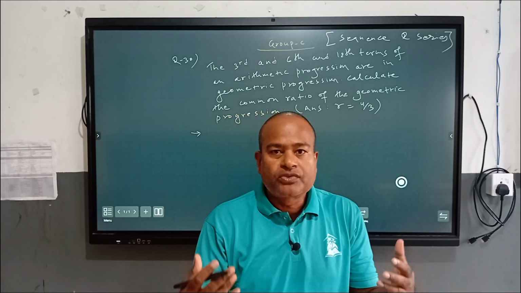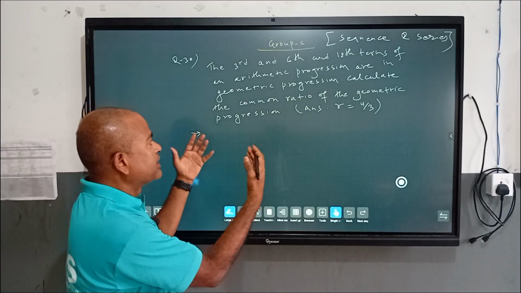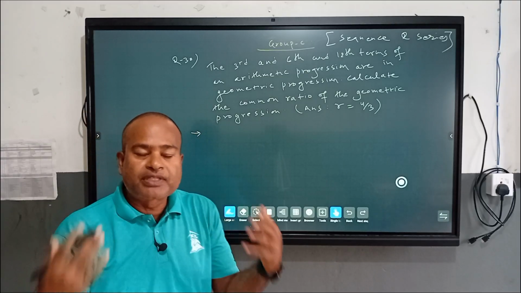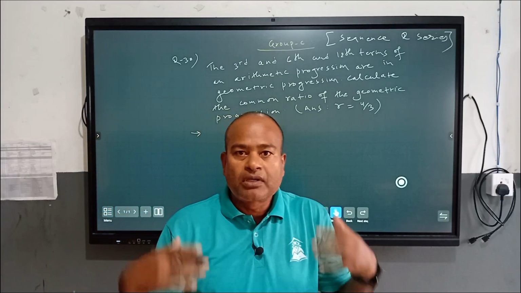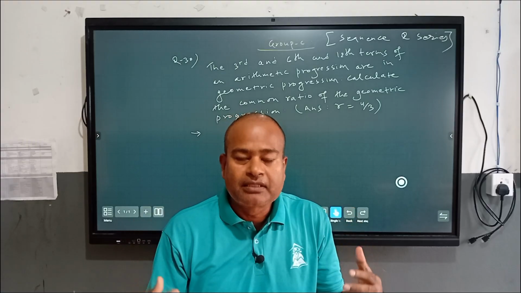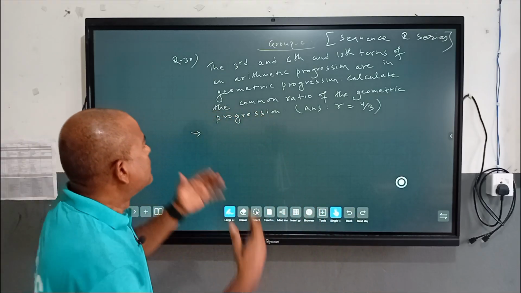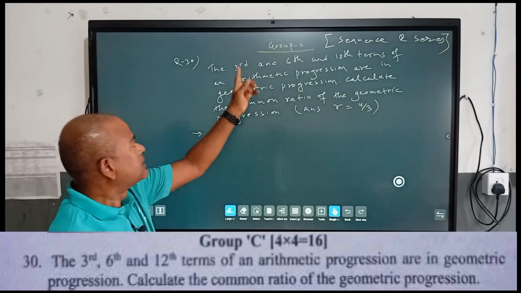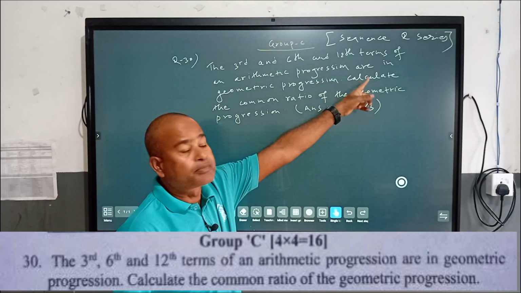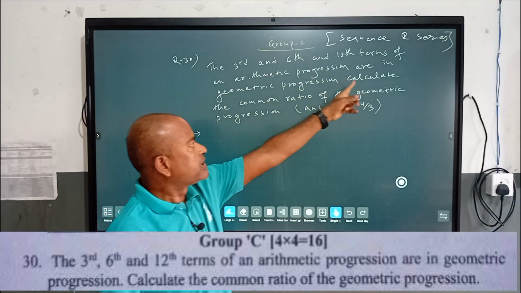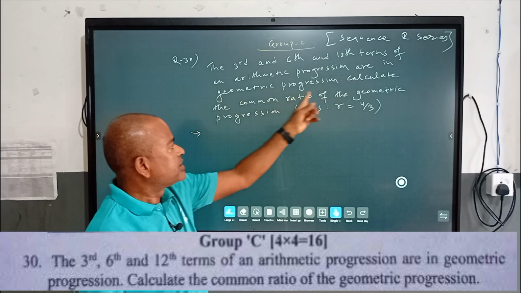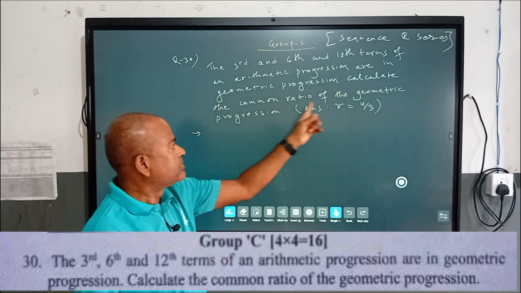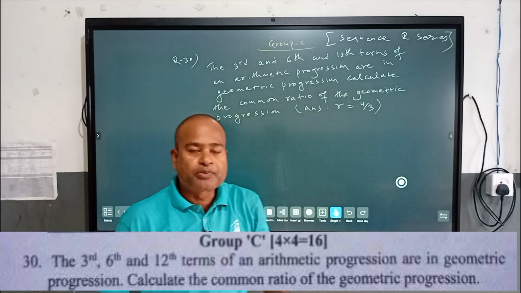Today we are going to solve one of the most important questions from sequence and series, which is from Optional Math class 10. Here we go. Dear students, the question is: the third, sixth and 12th terms of an arithmetic progression are in geometric progression. Calculate the common ratio of the geometric progression.